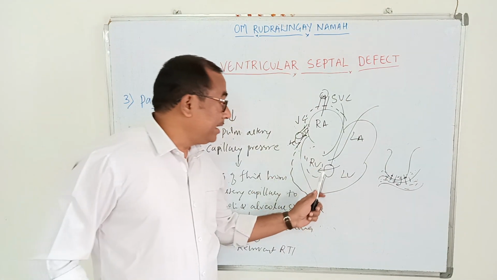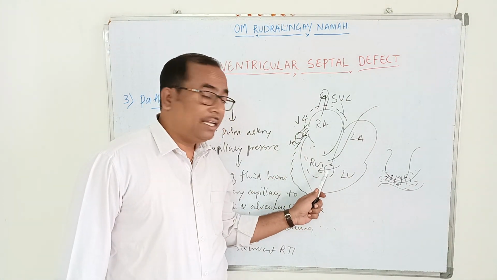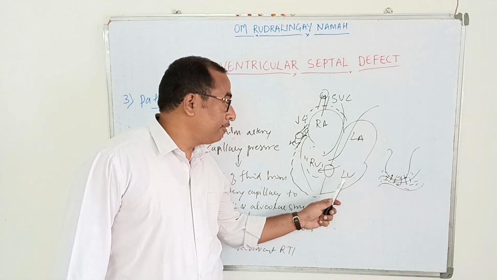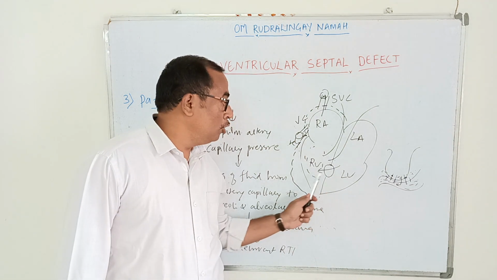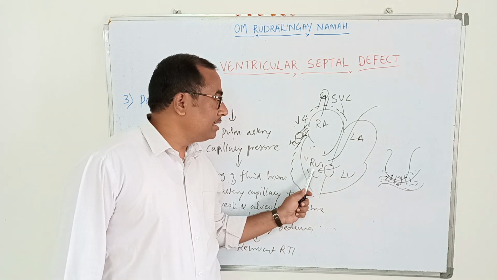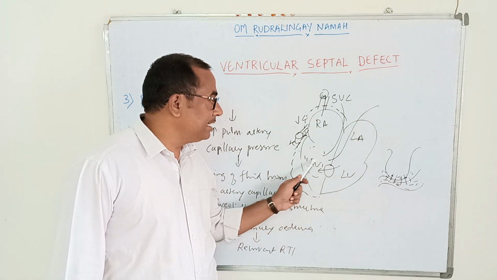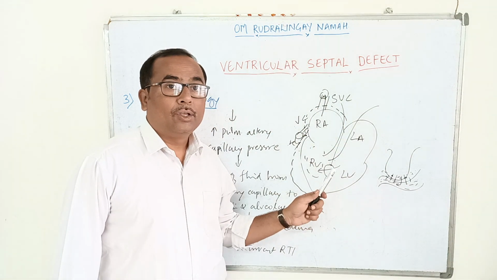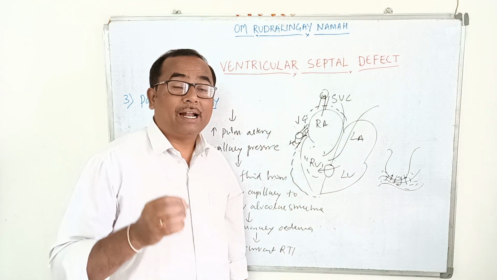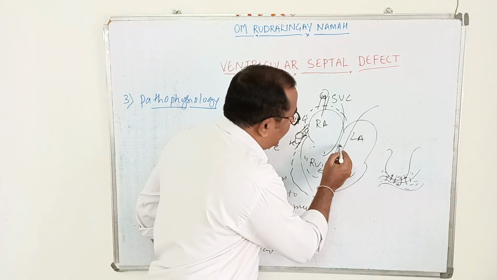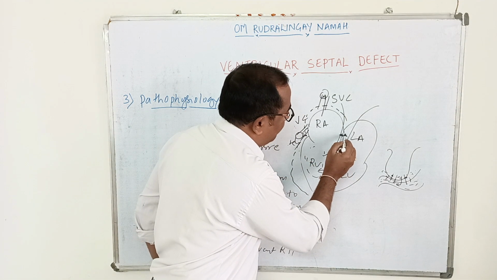Due to etiological factor, there is a structural defect, that is a hole in the ventricular septum that will lead to shunting of blood from high pressure in the left ventricle to the low pressure in the right ventricle. So because of this increased flow of blood from left ventricle to the right ventricle, there is increased blood flow to the pulmonary artery. So there will be more pressure on the pulmonary artery. So that will lead to pulmonary hypertension.